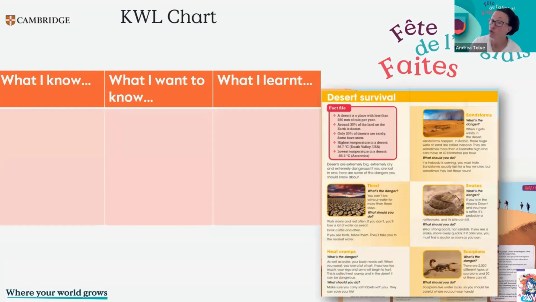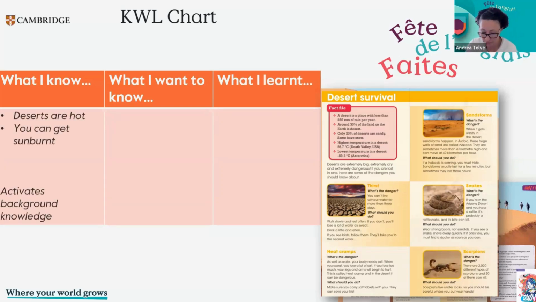So before reading or exploring this text on desert survival, we could ask our students to complete the first column. It activates background knowledge. So they could put into the first column what they know. So they would know that deserts are hot. You can get sunburnt, for example. And then we ask them, okay, that's what you know.